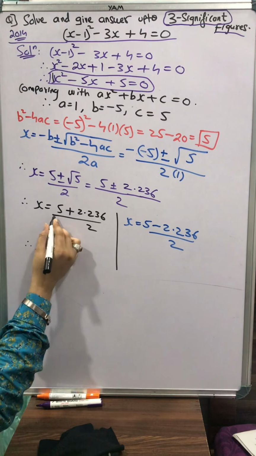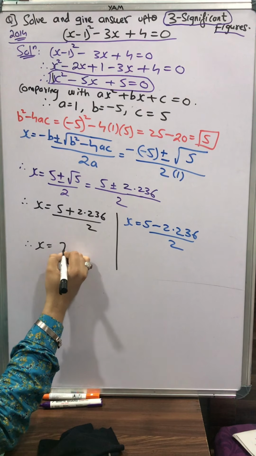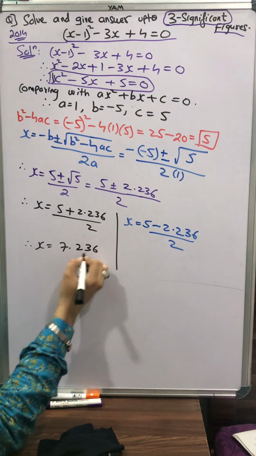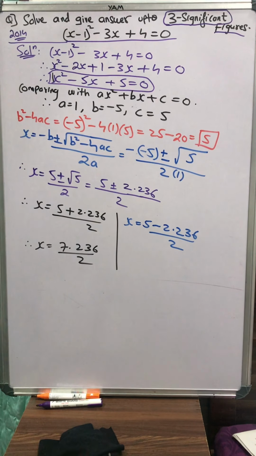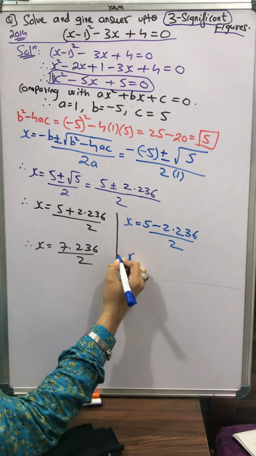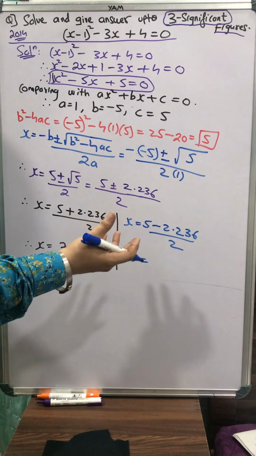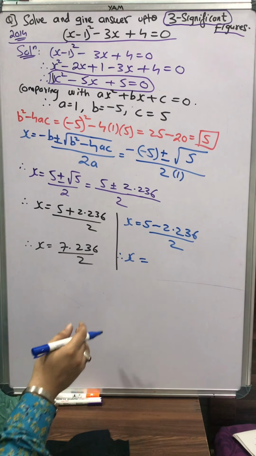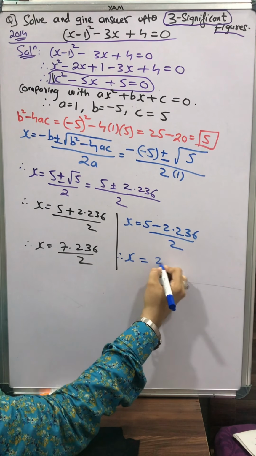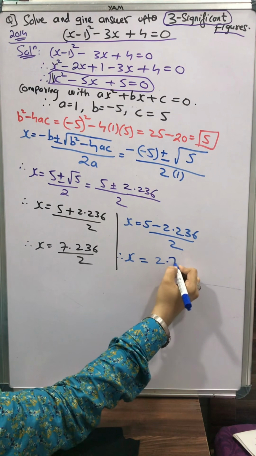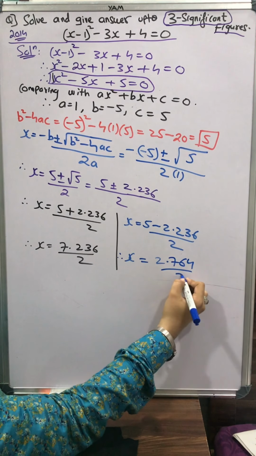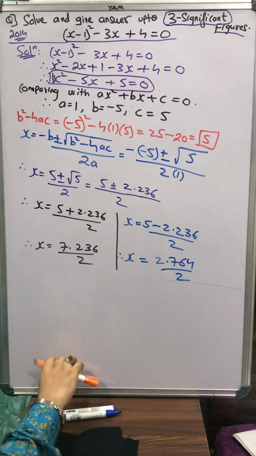Now it's very simple, students. Therefore, x is equal to 5 plus this number. 5 plus 2 becomes 7. So 7.236 the whole upon 2. And over here, x is equal to 5 minus 2.236. If you deduct 2.236 from 5, you will get the answer as 2.764 the whole upon 2. Okay, great. Now let's divide.